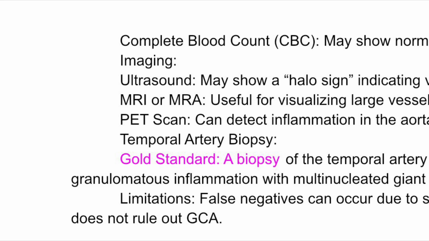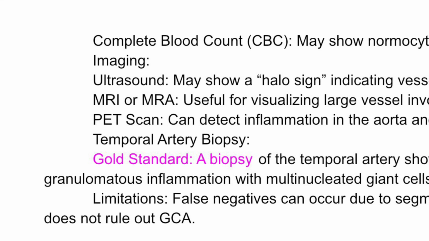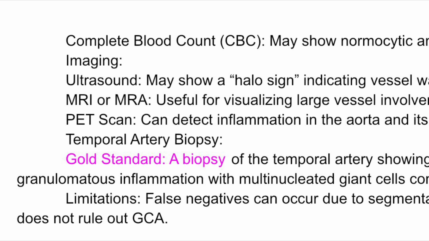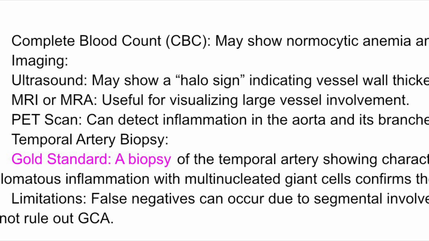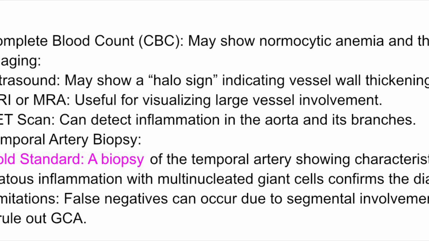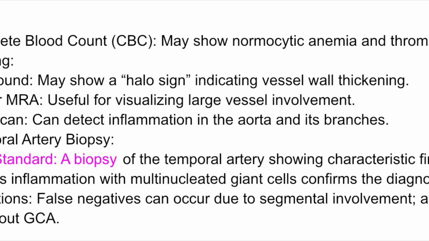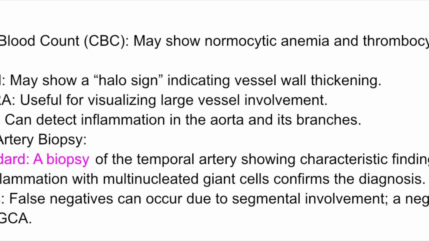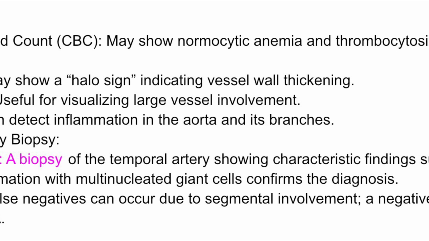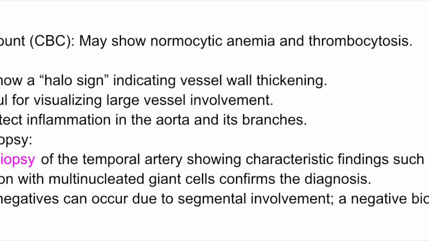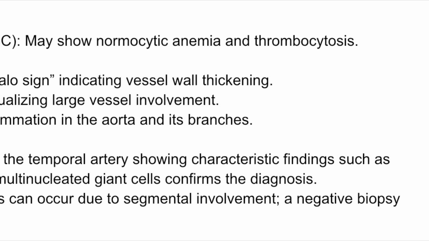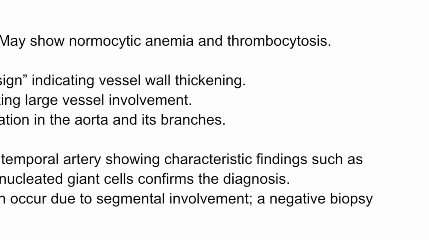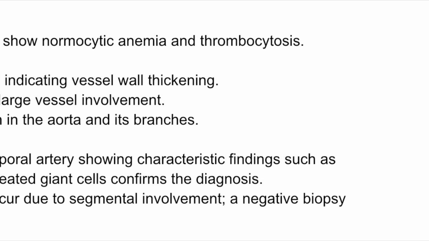On imaging, with ultrasound (USG), there will be a halo sign on the vessel wall in the local area. MRI may show large vessel involvement. PET scan can detect inflammation in the aorta or major vessels. And temporal artery biopsy is the gold standard test for temporal arteritis, which shows granulomatous inflammation inside the tunica media with multinucleated giant cells.